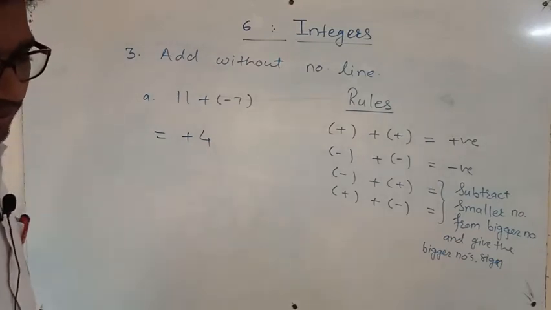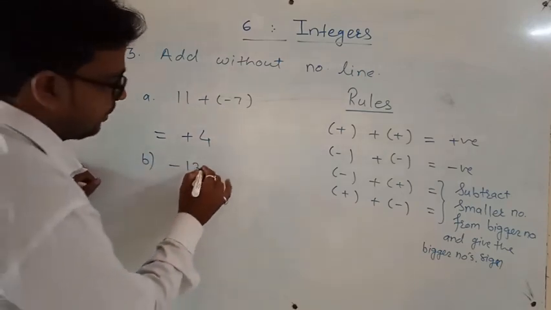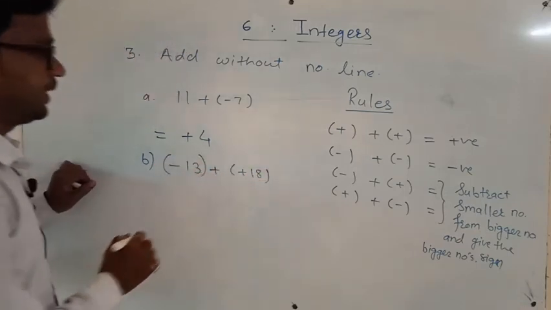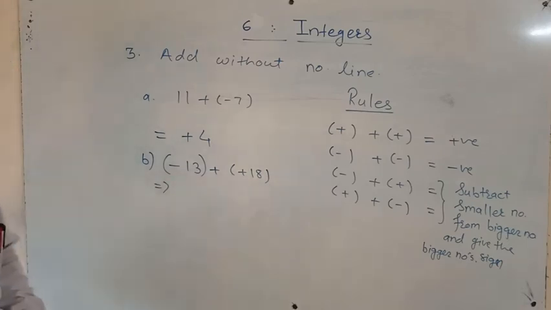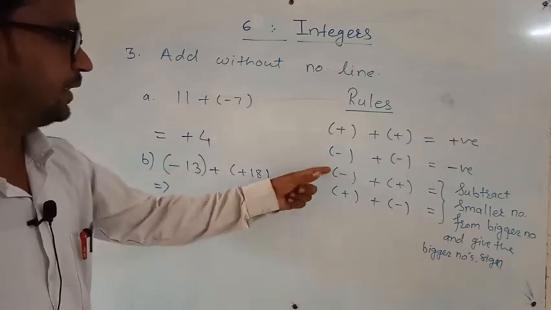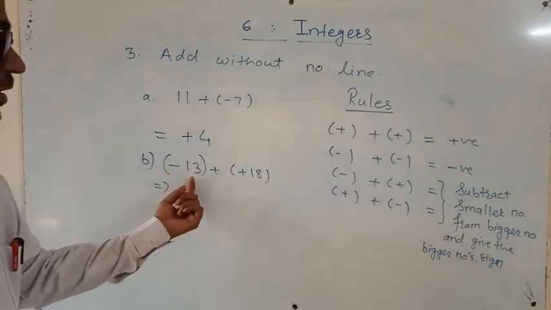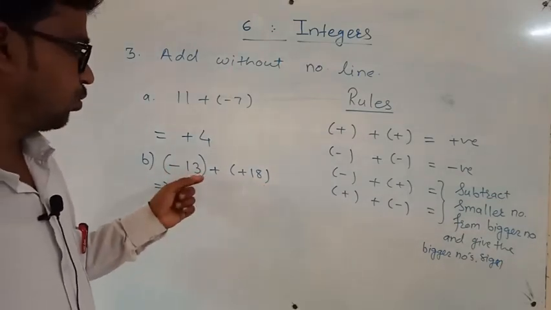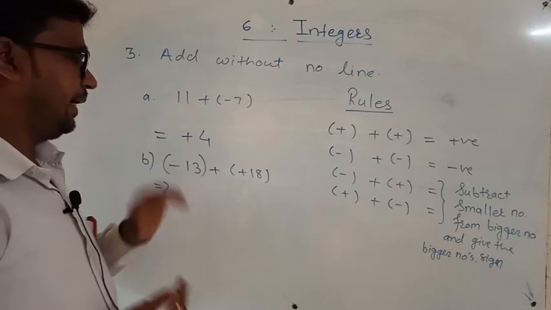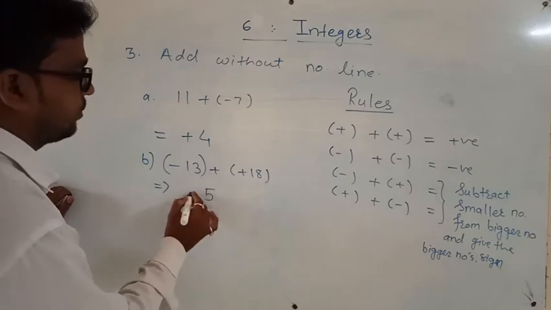Next, B is negative 13 plus positive 18. The same method we have to use. Here one number is negative and the other is positive. Then subtract the smaller number from the bigger number. So first compare both the numbers. This is smaller, this is bigger. So subtract this number from 18. 18 less 13 is 5. And give the bigger number's sign. So it is positive 5.